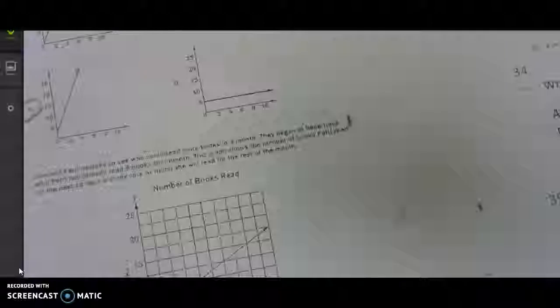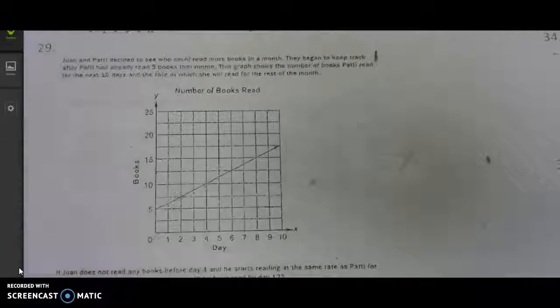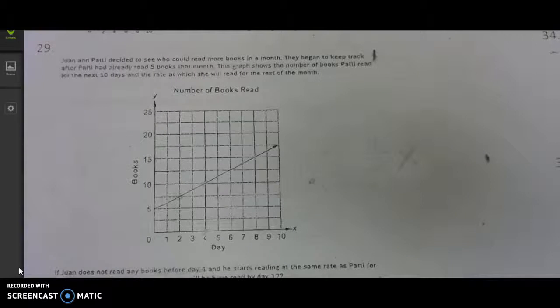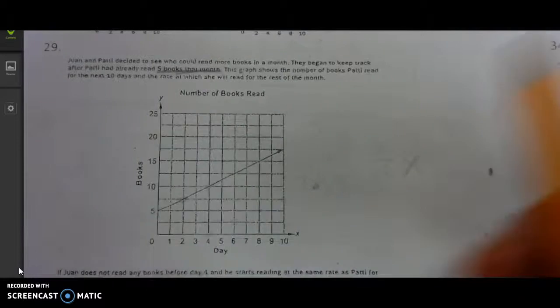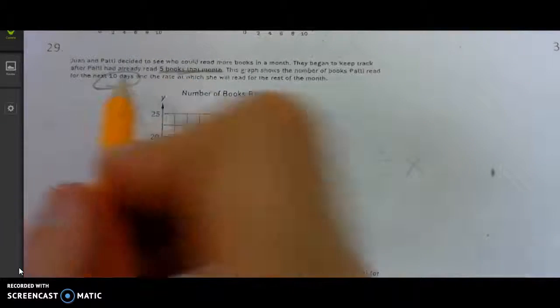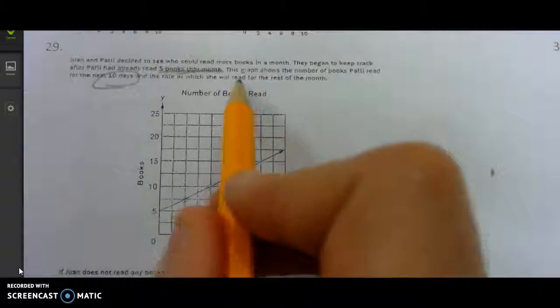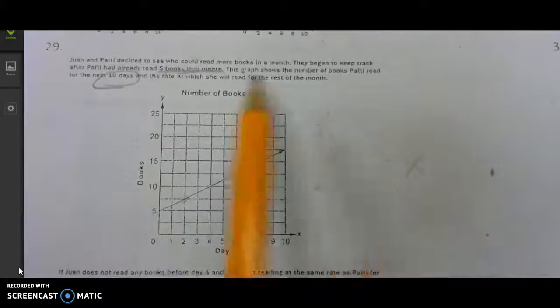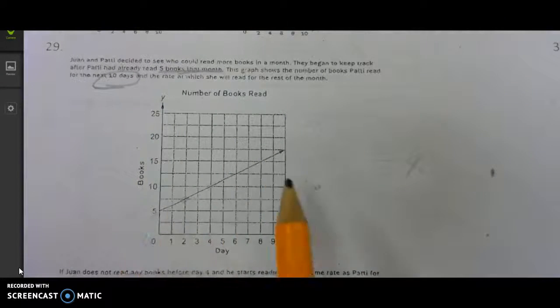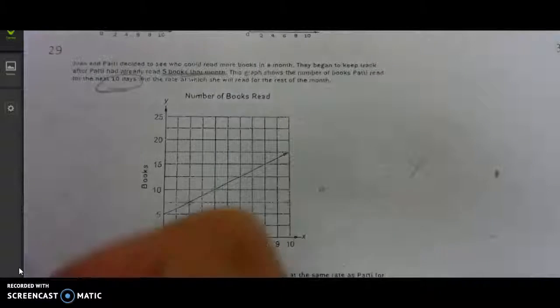28 has a really long word problem. We are looking at Juan and Patty, who decided to see who could read the most books in a month. They began after Patty had already read 5 books. This graph shows the number of books that Patty reads for the next 10 days, at the rate at which she read the books for the rest of the month. So it's saying that she's going to read at this rate. So let's look at the graph and see what the rate is.